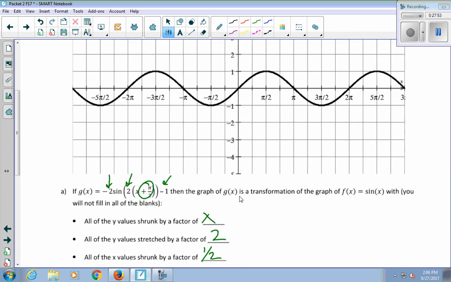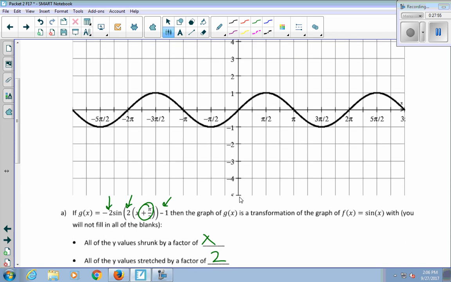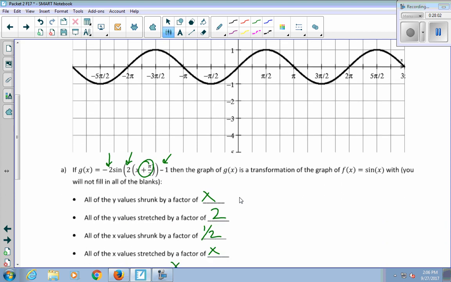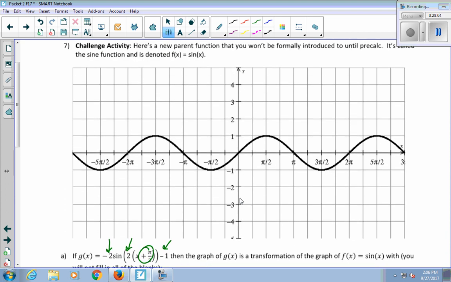Okay, so I know that my x values are all gonna go left by pi over 2. So I'm just gonna do one at a time here. My x values all go left by pi over 2. So I'll do my zeros first. Left. This one goes over here. This 0 goes over here. This 0 goes left pi over 2. This 0 goes left pi over 2. This 0 goes left pi over 2.